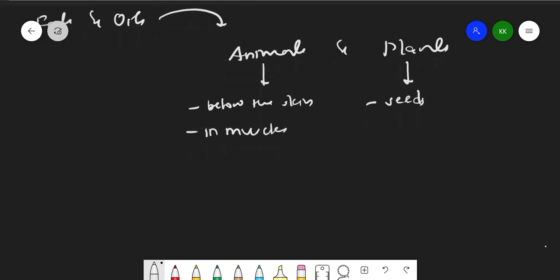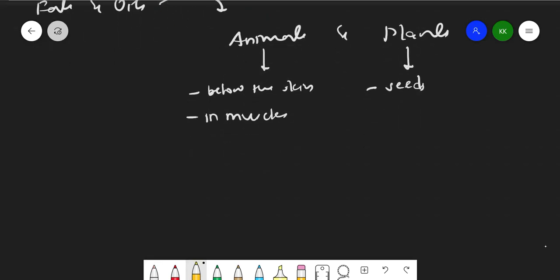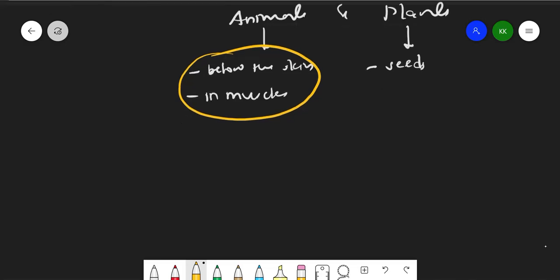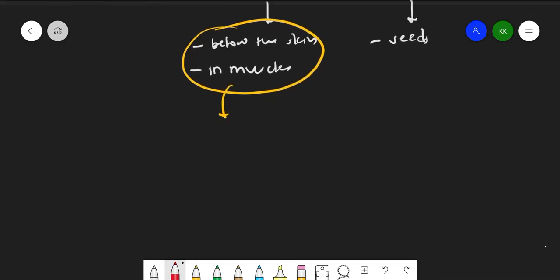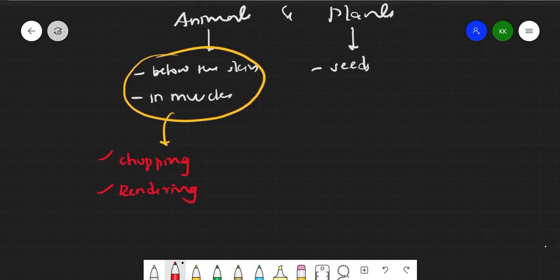Then how will we extract? What we do, we take this skin and these muscles from animals, then we chop it. Chop means we cut into small pieces, right? By chopping and rendering, like a mixture we add and we render, right? So that is how we will extract these oils and fats from animals.